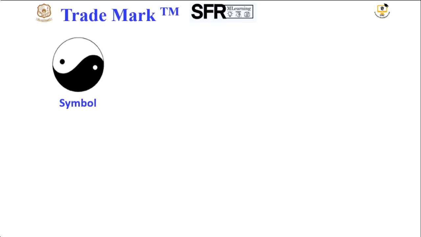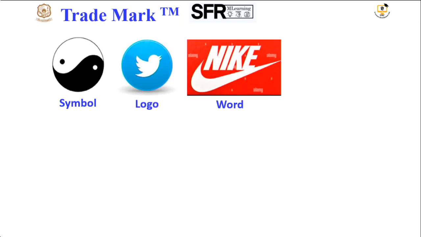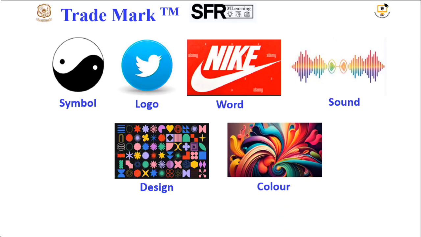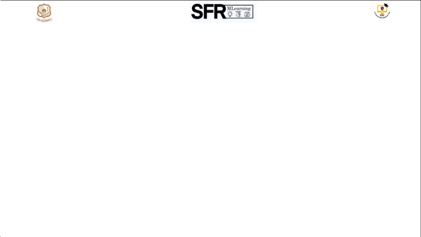Trademark may be categorized as symbols, logo, word, sound, design, colors and other devices that are used to identify a business or a product in commerce. The trademark is valid for 10 years from the date of application, which can also be renewed. Third most important intellectual property is patent.